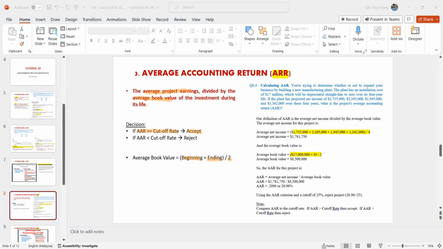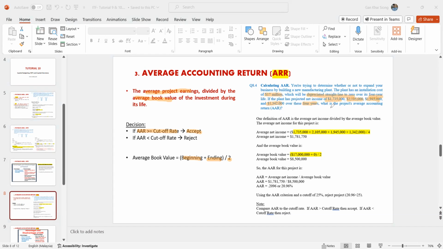For example, let's have a look at the first scenario. You are trying to determine whether or not to expand your business by building a new manufacturing plant. The plant has an installation cost of 17 million, which will be depreciated straight line to 0 over its 4 years life. If the plant has projected net income of this amount, this amount, this amount, and this amount over the 4 years, what is the project's average accounting return, AAR?